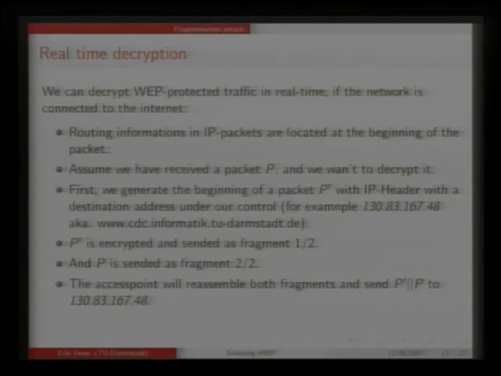Because both packets are valid, and we got no problem with encryption, decryption, because we are able to encrypt arbitrary packets, which includes this IP packet, and the other packet we have received is correctly encrypted too, because we get it over the valid network.